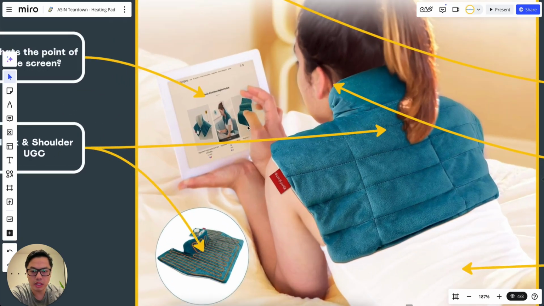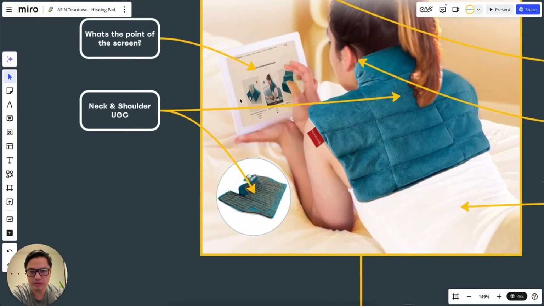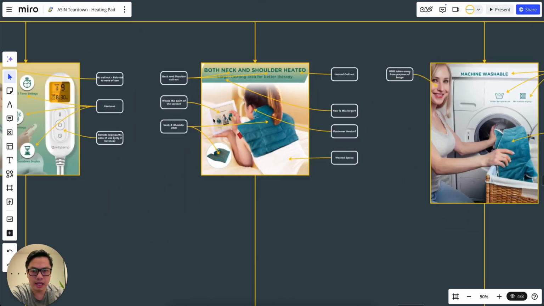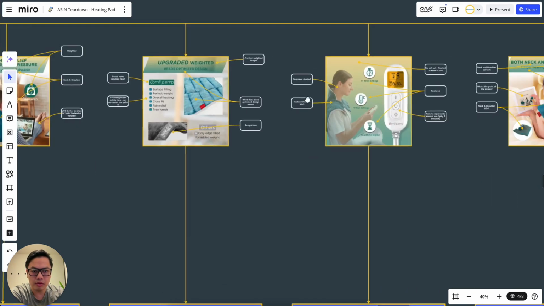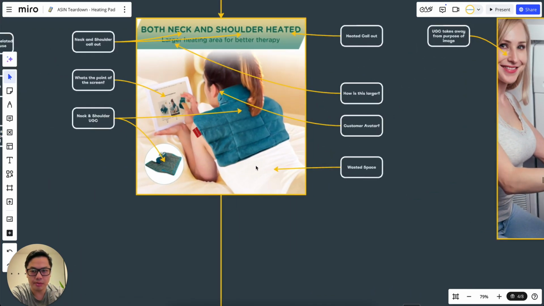Yeah, I don't understand really the point of this screen. Maybe instruction manual doesn't really tell me much. This again is a repeat of this, so I would definitely see if I can do something else here.